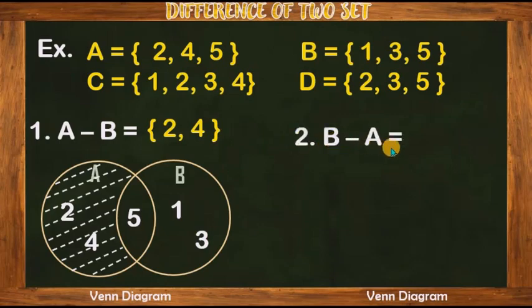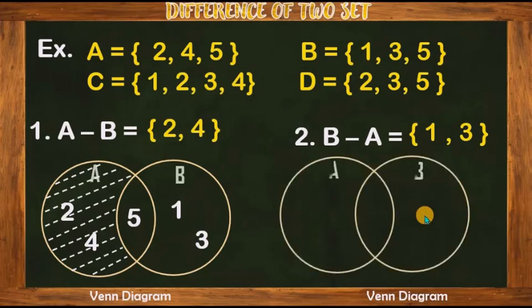B minus A. Oh, 2 circles again. So we have A and B. Why 1 and 3 ang answer? Because for B and A, as you can see, ang common nila ay 5. Ayan. So ano yung first set natin? That is set B. So dito tayo titingin. B only. Pagkatapos tanggalin yung common, ano yung natira kay B? 1 and 3.